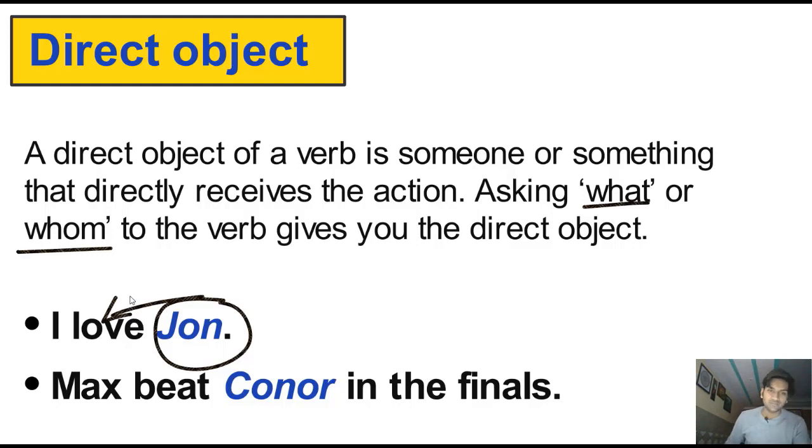Max beat Connor in the finals. All right. Max beat Connor. Max beat, if I end the sentence here, or I say Max beat in the finals, it does not make any sense. The sentence looks incomplete without Connor. So Connor is the direct object of the verb beat and is working as the verb complement, because without it, the sentence does not make any sense, right? It does not have its core meaning. It looks incomplete. It looks strange as well. That's what a direct object is.